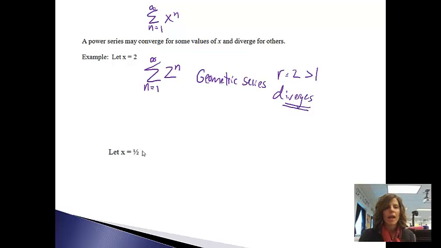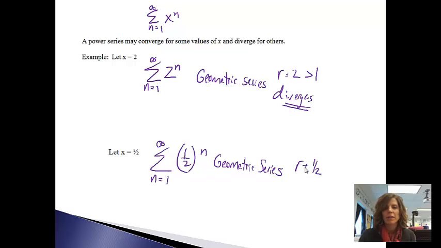Then if I picked x equals 1/2, we put in 1/2 for our x, and we have 1/2 raised to the n power. It's still a geometric series. This time our ratio would be 1/2, and since our ratio is less than 1, our series would converge.